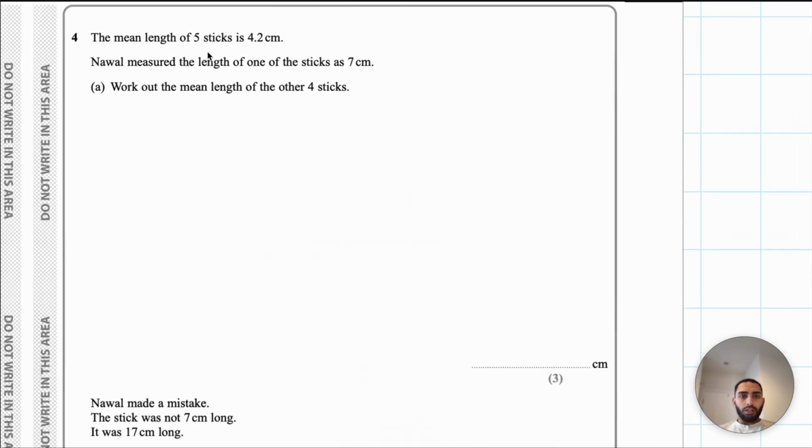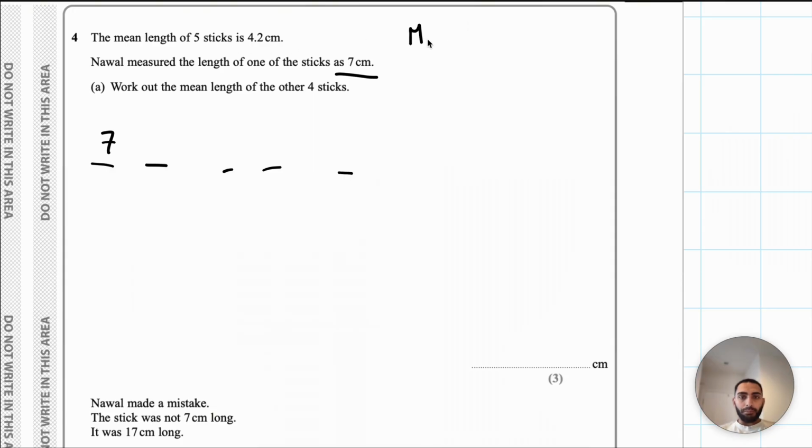Question 4. The mean length of 5 sticks is 4.2 centimeters. Now we'll measure the length of one of the sticks as 7 centimeters. Work out the mean length of the other 4 sticks. So we know that one of them is 7, but we're trying to find the mean length of the other 4. We know the mean length of the 5 is 4.2.